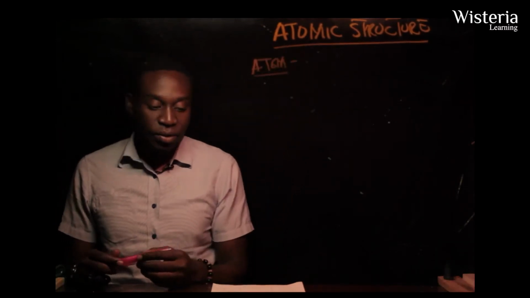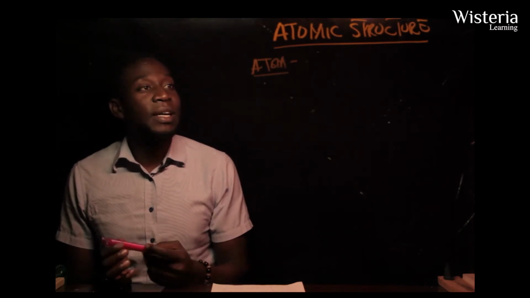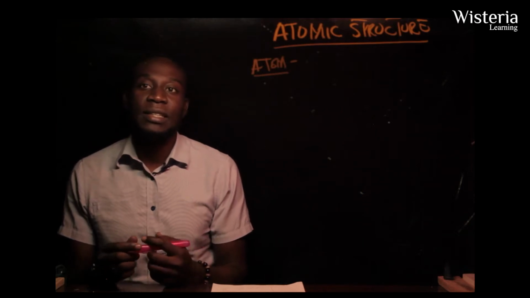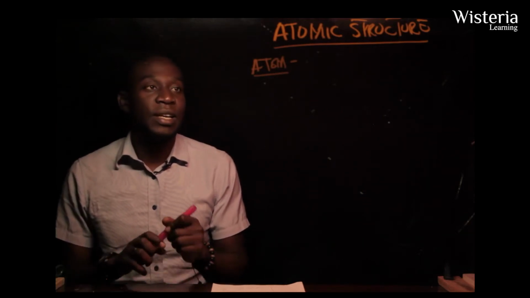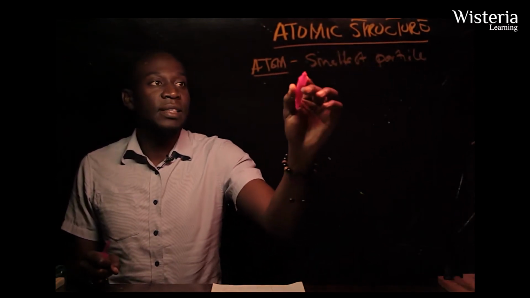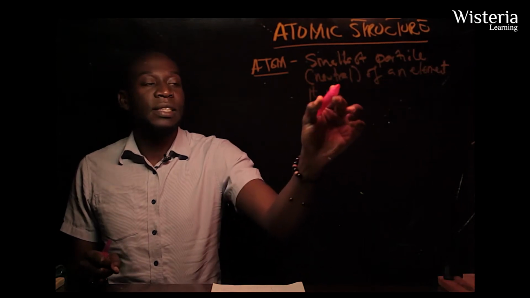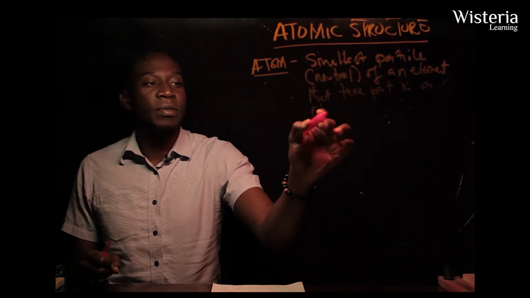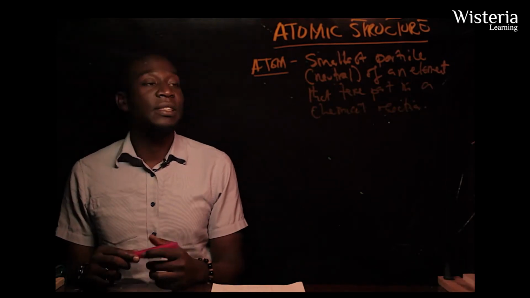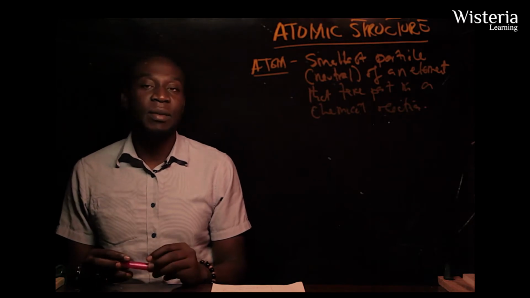An atom is the smallest particle of an element which takes part in a chemical reaction. It's the smallest particle, and this particle is neutral, of an element that takes part in a chemical reaction. So for all chemical reactions to occur, it means there is an atom. The atoms are the ones that are involved in a chemical reaction.